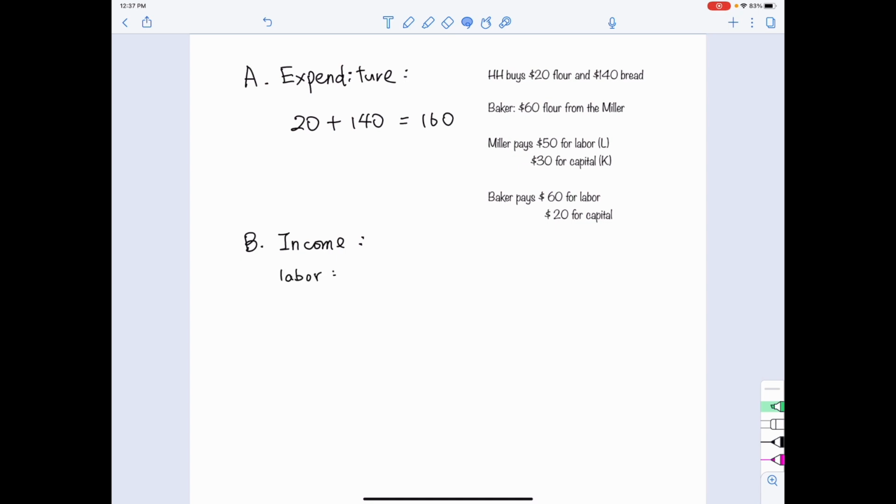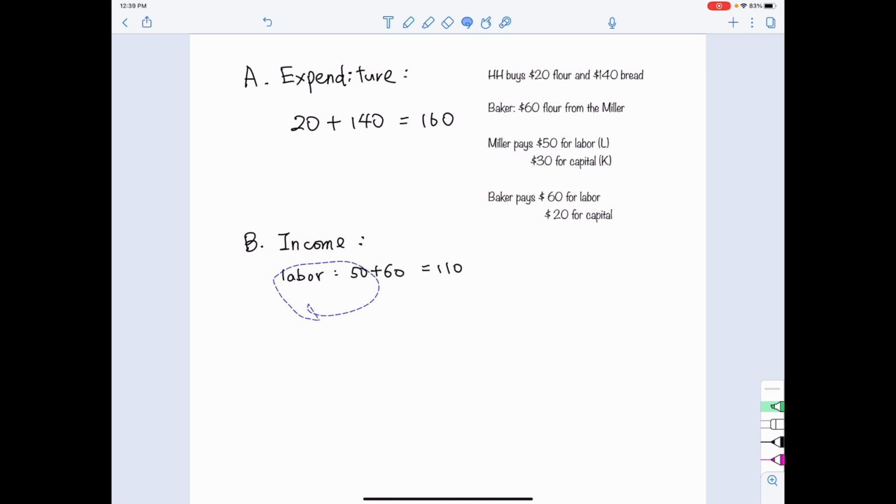So under this case, we know the household provide labor not only to the miller but also to the baker. The total income they receive from providing labor, or the wages, is the $50 that they receive from the miller and the $60 they receive from the baker, which ends up to be 110. How about the income they receive from providing the capital? They provide the capital not only to the miller and also to the baker.